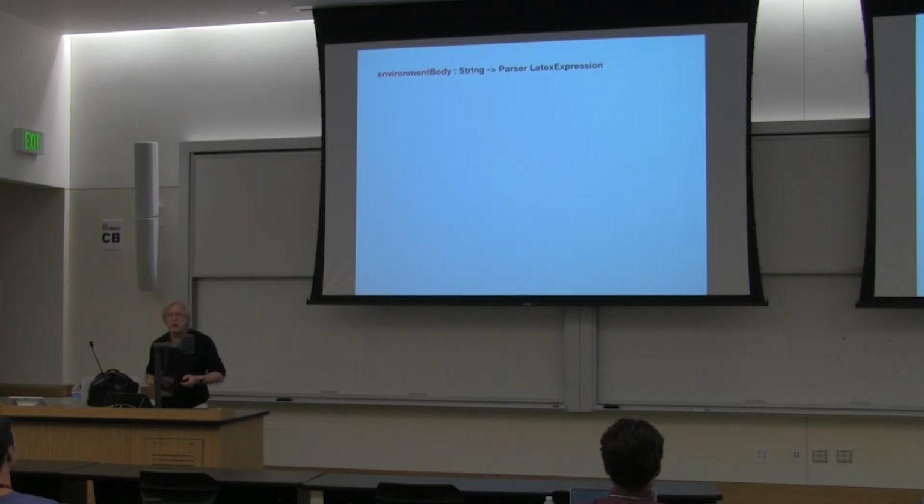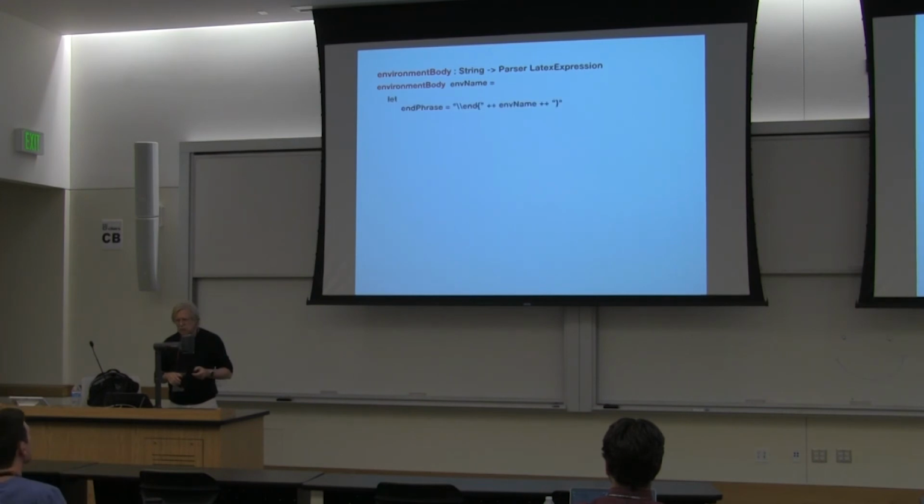What about the environment body? That's going to be a parser that takes a string as an argument, namely the name of the environment, which is provided to it by the env-name parser. So it's going to be the same deal. It's starting to get boring now, so we have to move on pretty soon. The first thing we're going to do is construct the ending phrase for the environment using the argument that was supplied by the previous parser.